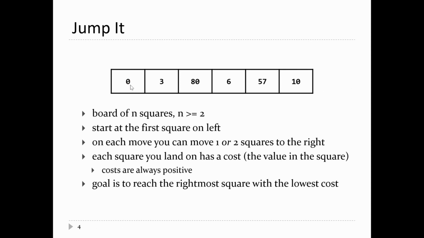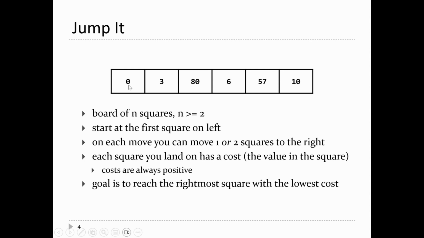And if you look at the number in the square, that is the cost of standing on that square. So starting on the first square costs you 0. You stand on the second square, that costs you 3. If you stand on the third square, that costs you 80, and so on, and so on.